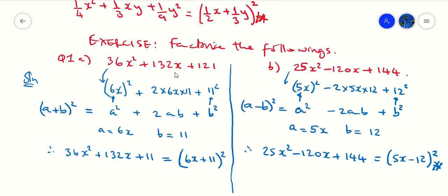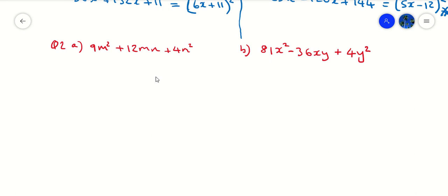The same thing for part B, all I have done is just rewrite this into this form and then compare what is my a and what is my b and put everything together. Let's do one more question and then that will be the end of this video.